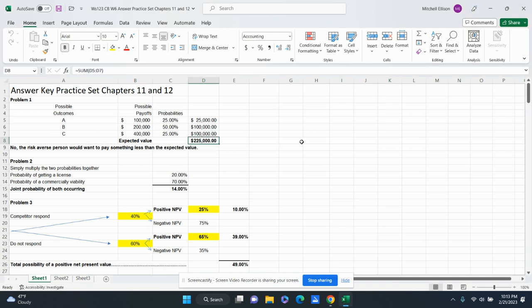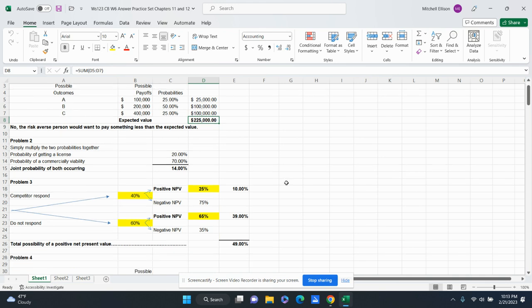For problem 2, that was I think a casino license and then a commercially viable. Those are joint probabilities, so you're going to multiply the 20% probability of getting a license times the 70% probability of commercial viability, which would give you 14%.